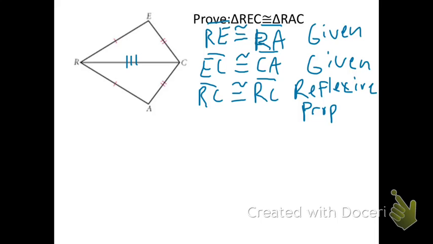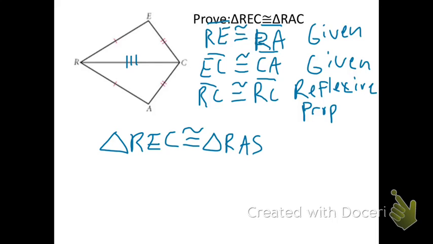Now, the last step, we're going to write what we wanted to prove. Triangle REC is congruent to triangle RAC, and that is by side, side, side. So we always end a proof with what we want to prove. And another thing I want to point out about this proof is that on one side I wrote each step of what I noticed, and on the right side I gave a reason. A proof is a type of deductive argument, so you have to give a reason each time.